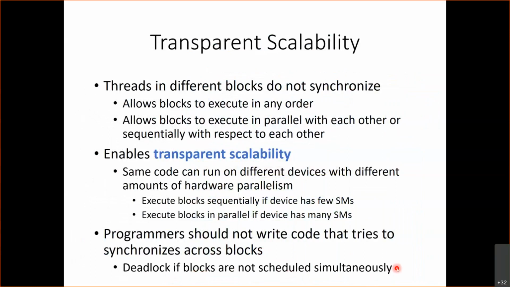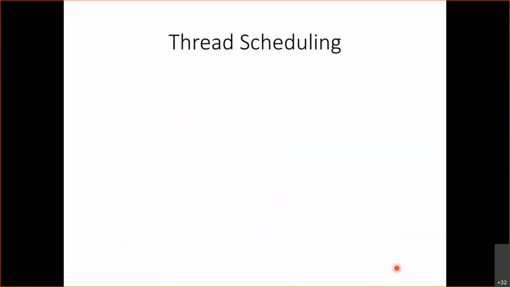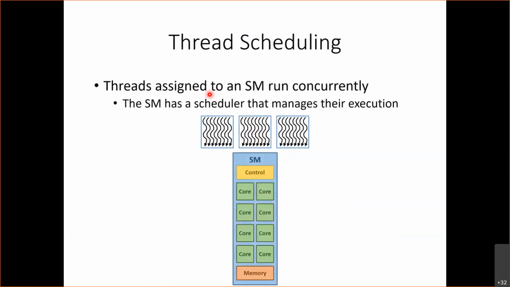Okay, so now that we've seen how we schedule blocks on different SMs, let's zoom in on one SM and see how threads are scheduled on that SM. Threads are assigned to an SM and run on that SM concurrently. What I mean by concurrently is that I don't mean they are all running in parallel at the same time, but they run concurrently. There's a scheduler that manages their execution and schedules some threads at some times, then other threads at other times.